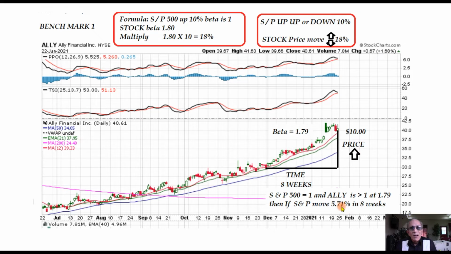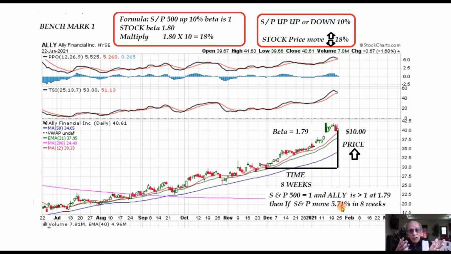Or $5.71, because the S&P 500 moved 5.71, so you multiply that by your 1.79, and it's about a $10 move, 10.28 or so. So this is how beta works. You take the beta of the stock, 1.80, and multiply it by the percentage of the S&P 500 move, and that gives you what your stock should do.